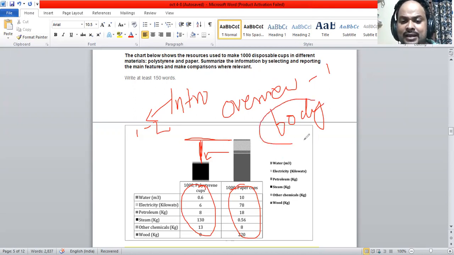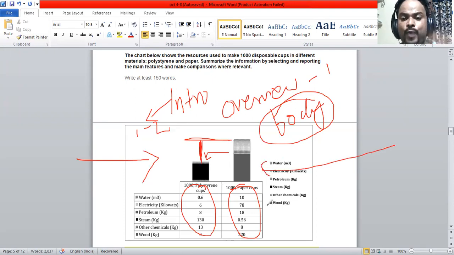Now, what exactly is the body paragraph? How many paragraphs are we going to frame? In the body, you are going to frame 2. Either you can go ahead with 1,000 polystyrene cups and then 1,000 paper cups. That is one way. You can say the resources needed for 1,000 polystyrene cups are number 1, 2, 3, 4. On the other side, the resources needed for 1,000 paper cups are number 1, 2, 3, 4. You can go ahead with that.